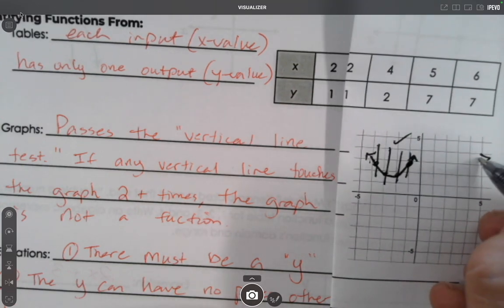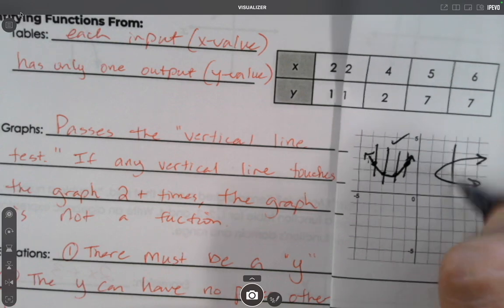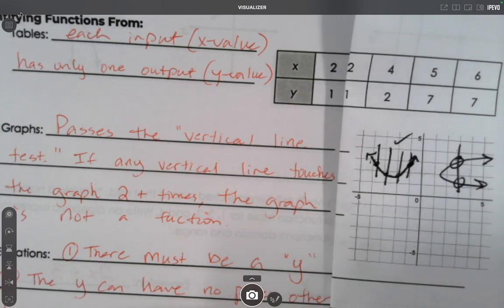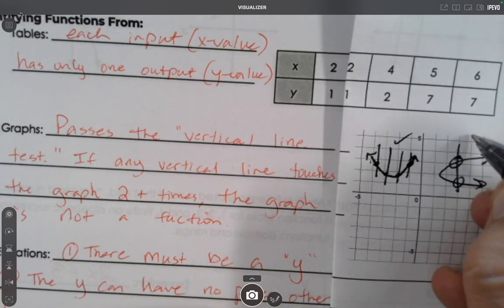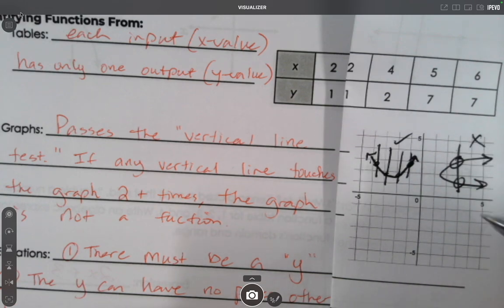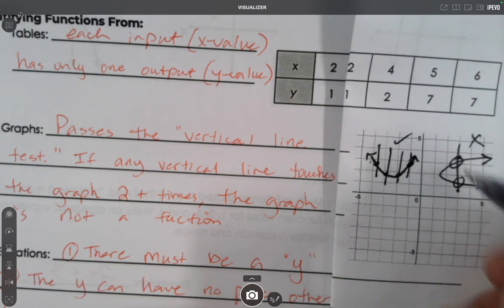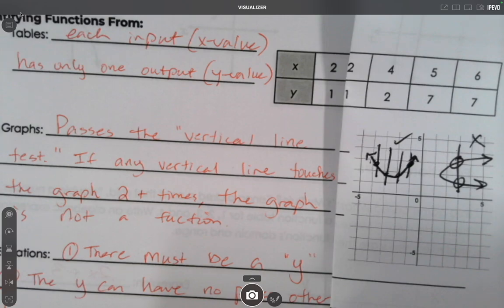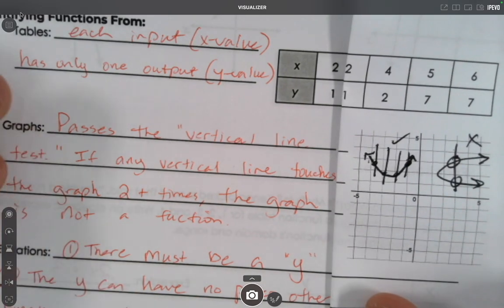But if I had something like this, a vertical line hits it in 2 points. So that is not a function, because a vertical line should never hit a function in more than 1 point. And we'll practice that more in the back.